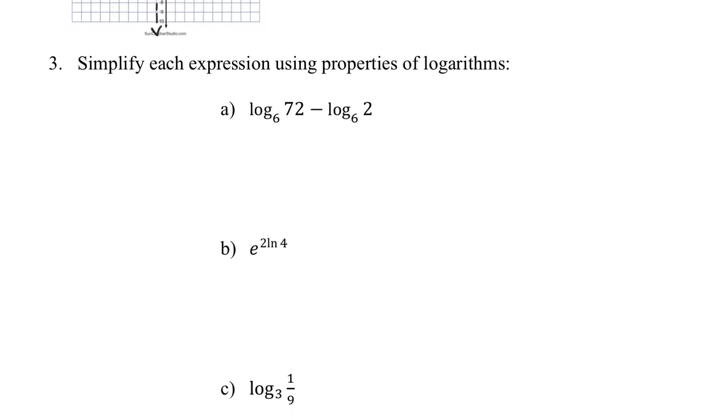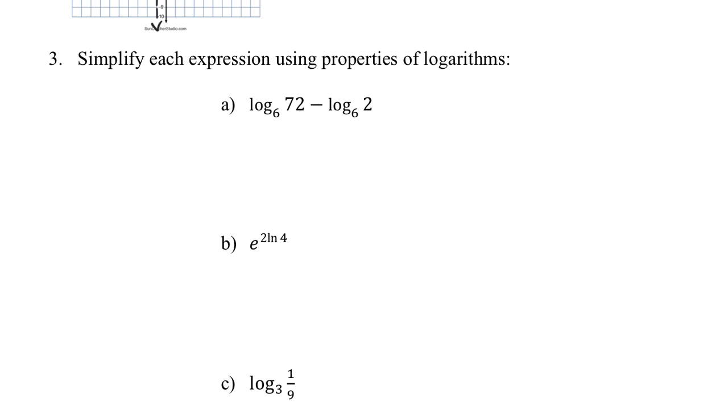Okay, question 3 is partly from 4.3. This one's from 4.2, where you have to combine two logarithms first. So it's a combination of 4.4 and 4.3. So first, we're going to take two logarithms and condense them into one. Now, because there's a minus sign between them, we're going to use the quotient property, or the quotient rule.